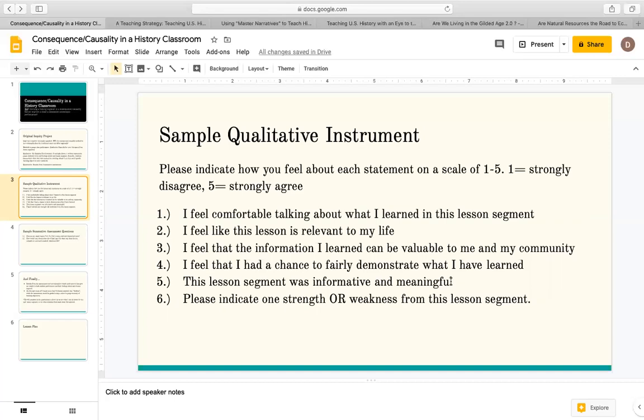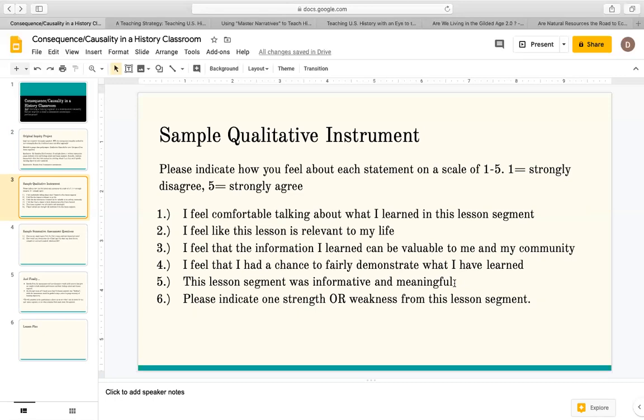So thus far, I'm gathering data that tells me, is my history lesson connecting to my students? Is this powerful knowledge, so to speak, in terms of being valuable to oneself and their community, and also gauging the fairness of my assessment? Kids learn in different ways. They show what they've learned in different ways, and so would a writing assessment be fair? I concluded that it would be, because this is an AP US history class that the lesson is intended for. And number 6, please indicate one strength or weakness from this lesson segment.